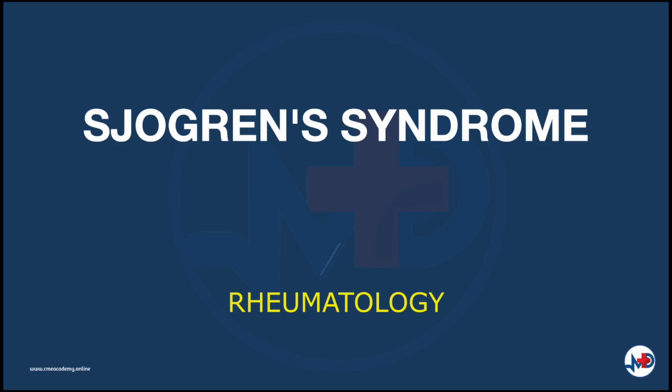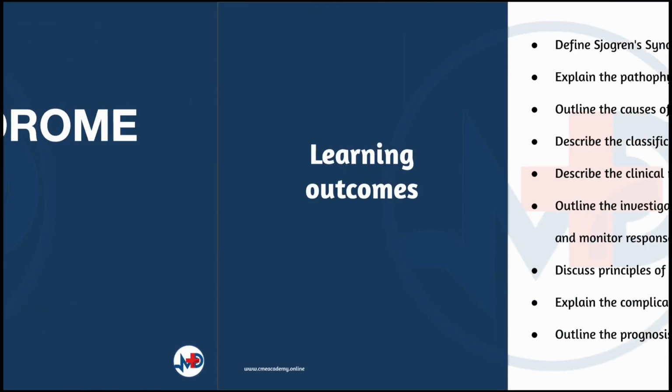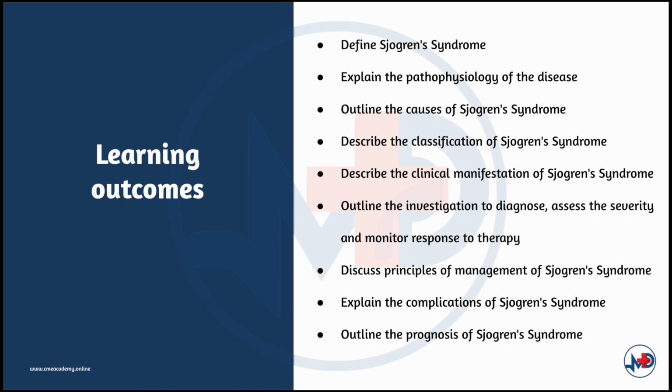Hello, and welcome to the topic Sjogren syndrome in the Rheumatology module. By the end of this topic, you should be able to define Sjogren syndrome, explain the pathophysiology of the disease, outline the causes and classification, describe the clinical manifestations, outline the investigations to diagnose, assess the severity and monitor response to therapy, discuss the principles of management, and explain the complications and the prognosis of Sjogren syndrome.